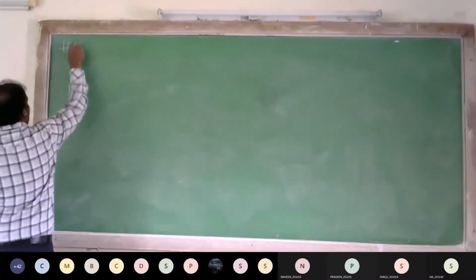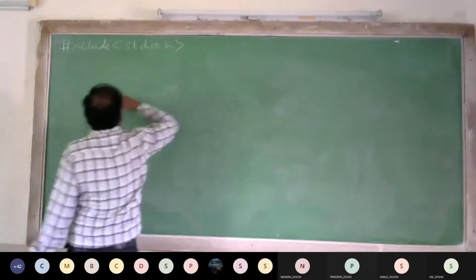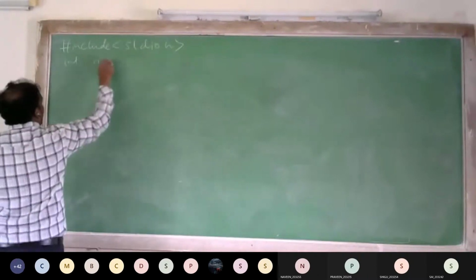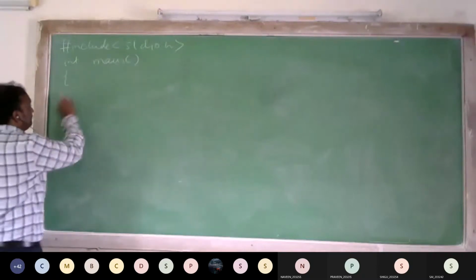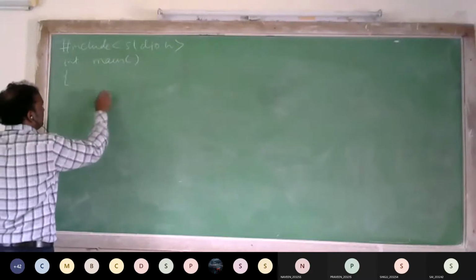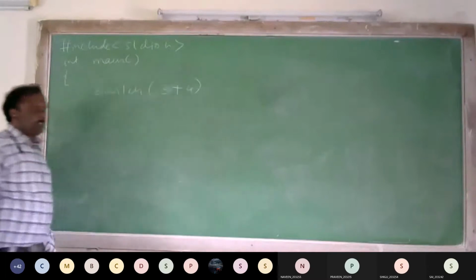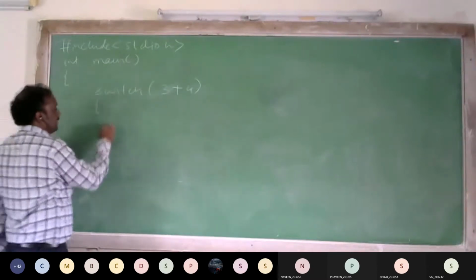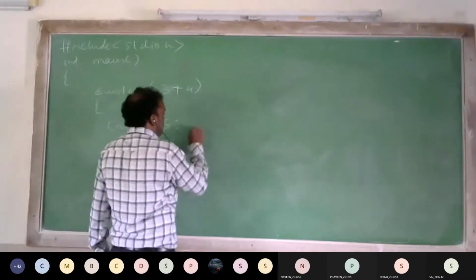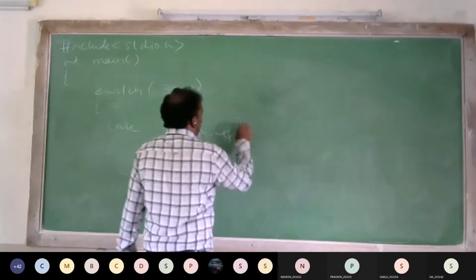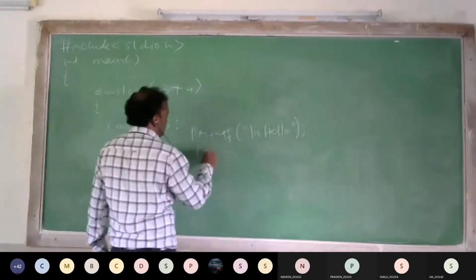So this is #include <stdio.h>, int main. Now switch of 3 plus 4. Now case 5: printf hello, break.